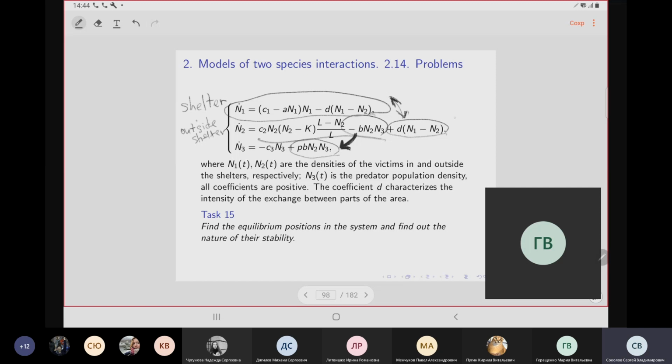If the population in the shelter becomes too big, then they are going outside. And it is okay for our predators. The problem is the same. Find the equilibrium positions and find out the nature of the stability.